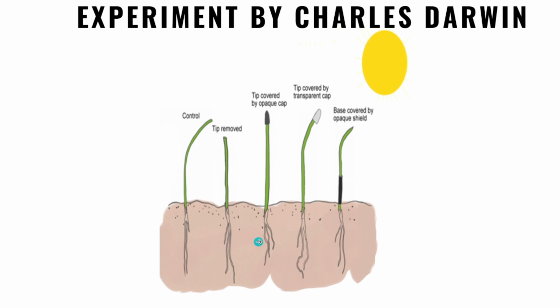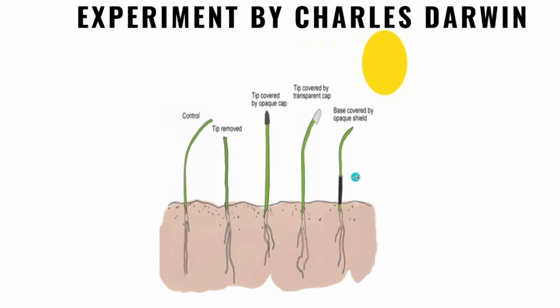After that, they use a black cap there, meaning not transparent, totally black. Then they see that the plant grows, but grows straight. It does not bend. For this one, they use a transparent cap, and they found that it bends toward the sunlight. For the fifth diagram, they covered the stem of the plant instead of the tips, but it still grows toward the sunlight.